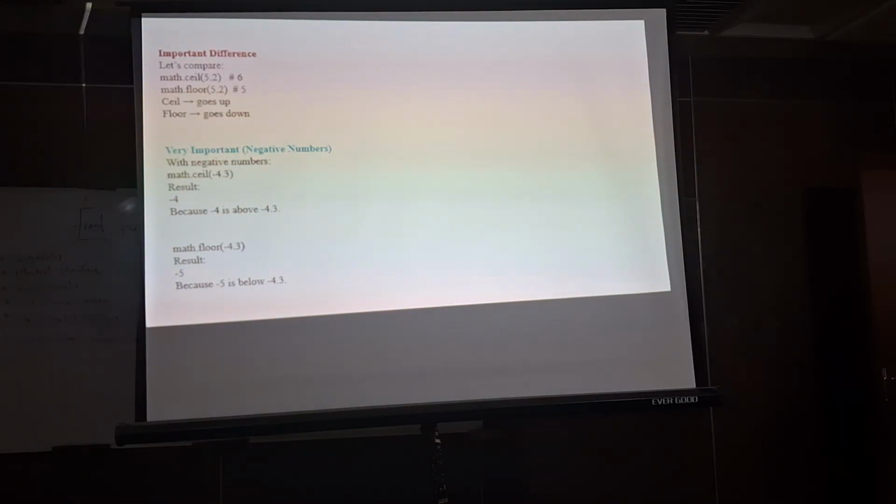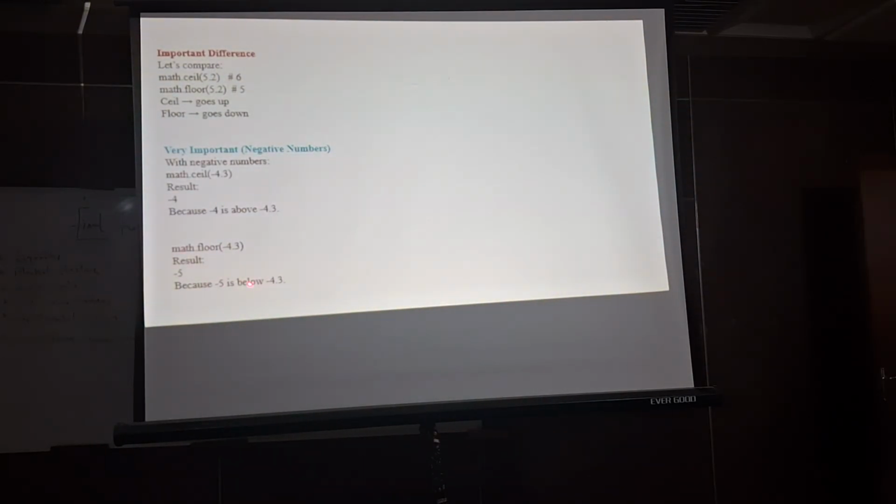Now look at negative numbers. With negative numbers, Math.ceil(-4.3) results in minus 4, because minus 4 is above minus 4.3. Math.floor(-4.3) is minus 5, because minus 5 is below minus 4.3. We'll stop here. This is the end of the slide, but we are not done, beginners.